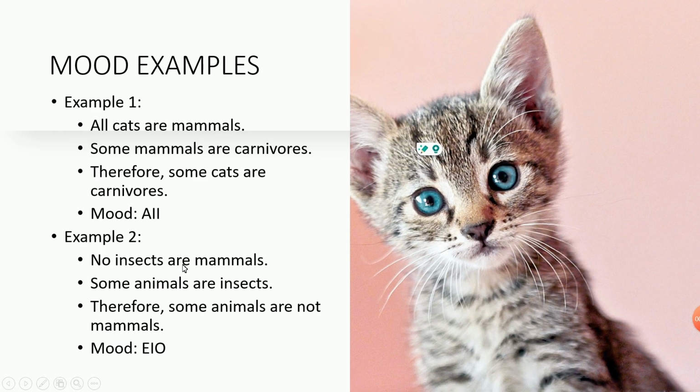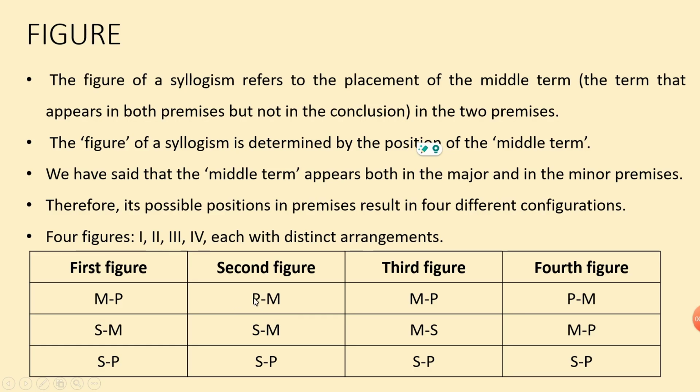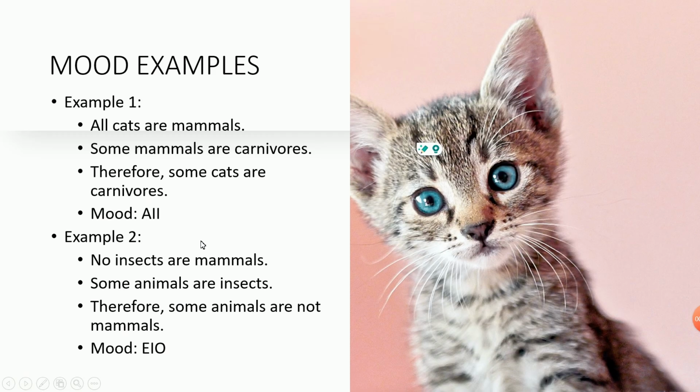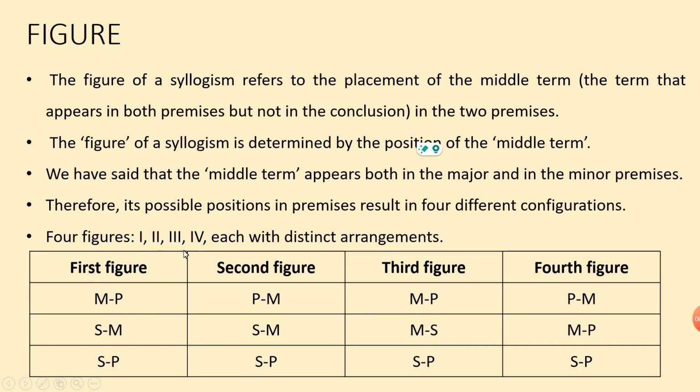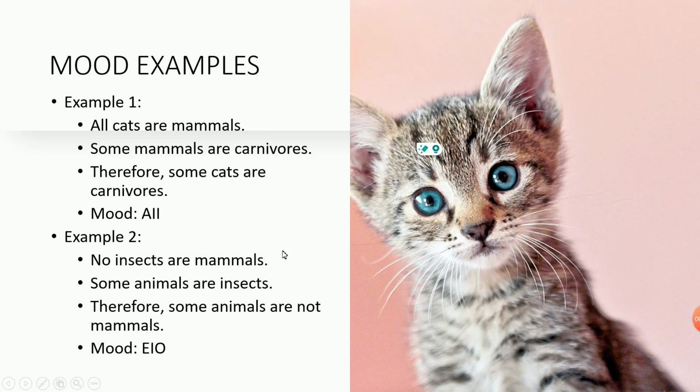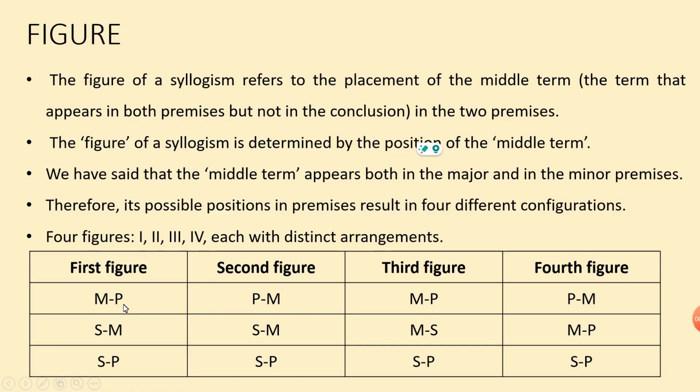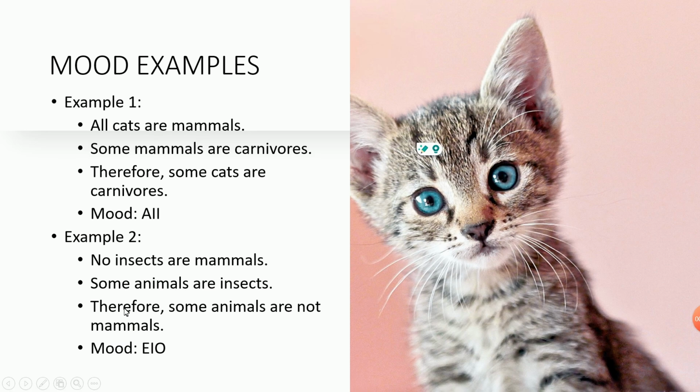As for the second example, see here the same thing. Here it comes in the first. That means this one or this one again. Next, here it comes in the first, this one or this one, that is first or third. Next, here some animals or insects, it is coming at last. That means here it is coming at last, but here it is not. So obviously this one is the possible way. That means here EIO, first figure.